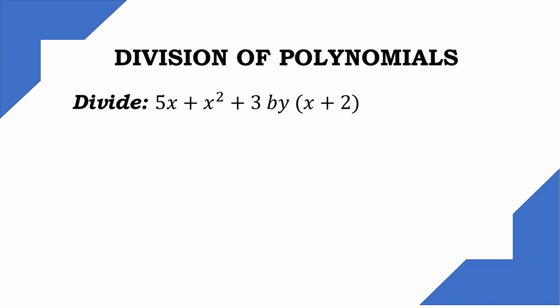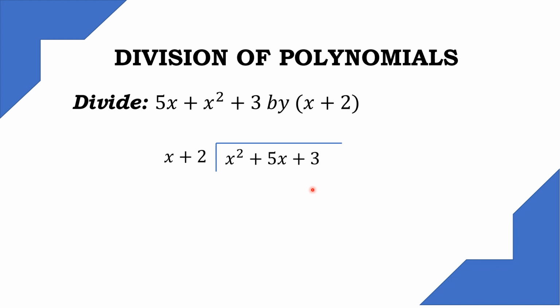So, for the first step, we are going to use the format of long division from arithmetic and arrange both the dividend and the divisor in descending powers of the variable. In this case, our dividend is 5x plus x squared plus 3. So, we are going to arrange this in descending powers of the variable x. So, we will obtain x squared plus 5x plus 3. And then, we're going to divide that by x plus 2.